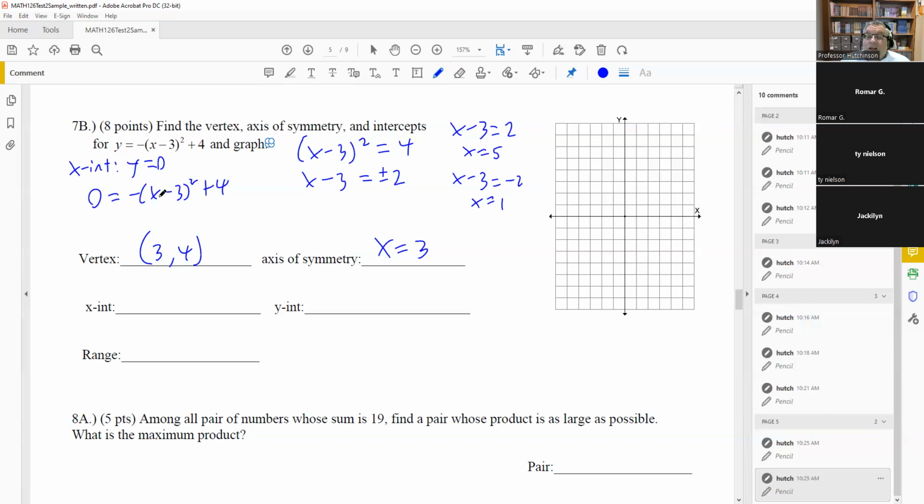Now we could have expanded all this and factored it. That's another way we could have solved that, but it's going to be easier if we do this here. So let's do 1 and 5. Those are the intercepts there.